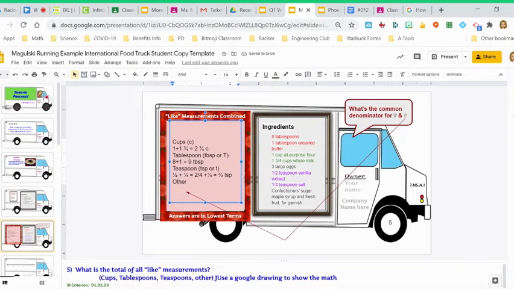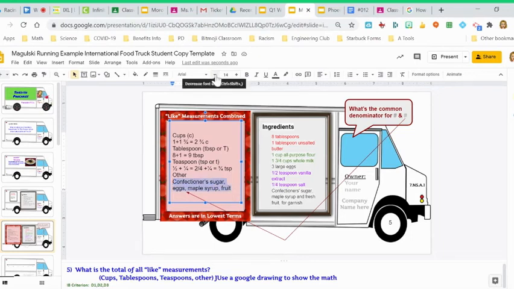Under other, I'm simply going to list my other ingredients, and I have a number of other ingredients. In my case, I have confectioner's sugar, I have eggs, I have maple syrup, and I have fruit. And in my case, I'm going to resize the font there for that.